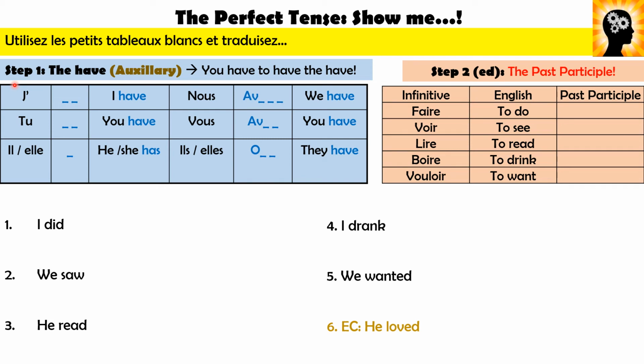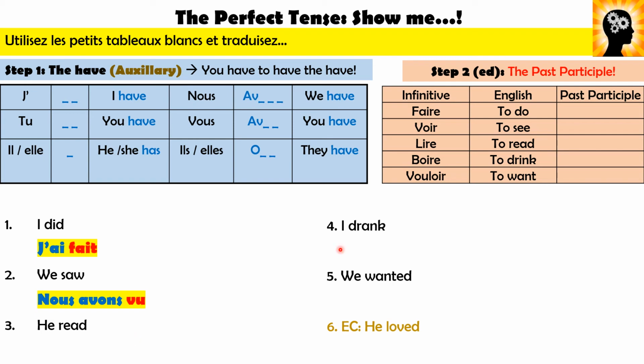Alors mes petits, right guys, if you listen to me now, you've paused me, you've had a go at answering these. Let's see how well you've learned it. So I did. Another trick question, you can't say I did in French, you always say I have done. I did doesn't exist. So you have to have the have, which is j'ai, and then faire changes to fait, j'ai fait, I did. Voilà. We saw, so this time we need nous avons, we have to have the have, and then voir changes to vu. Nous avons vu. Voilà.